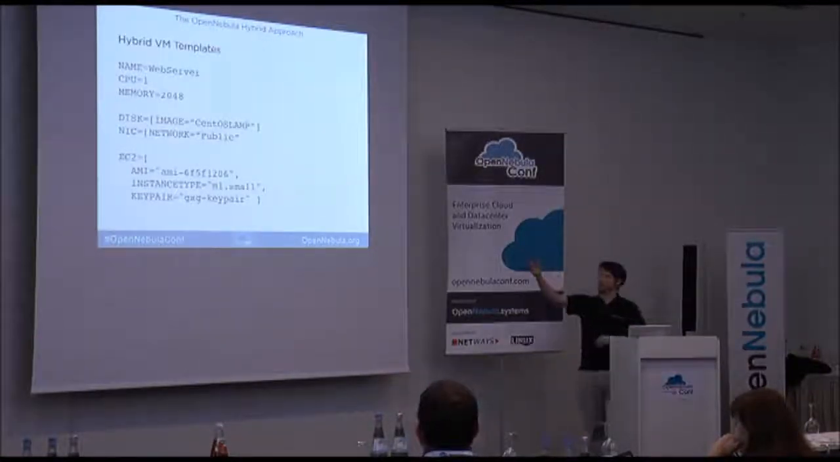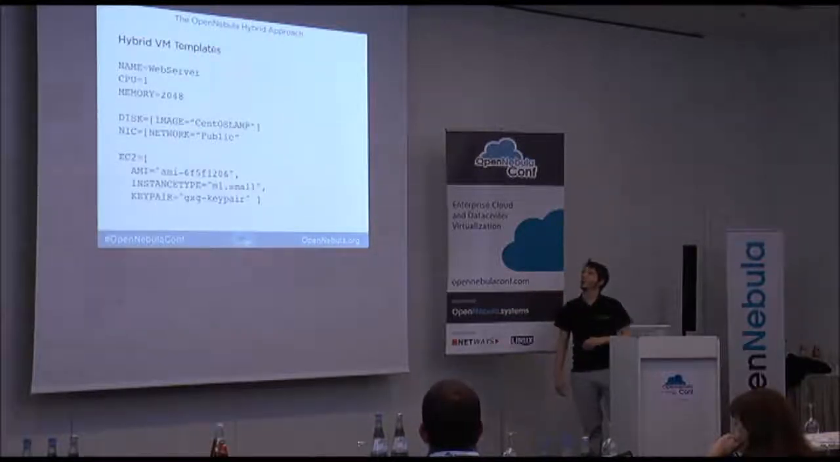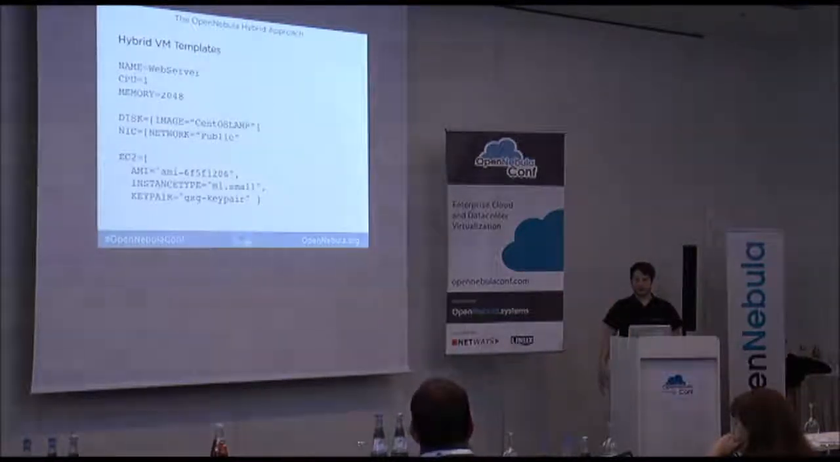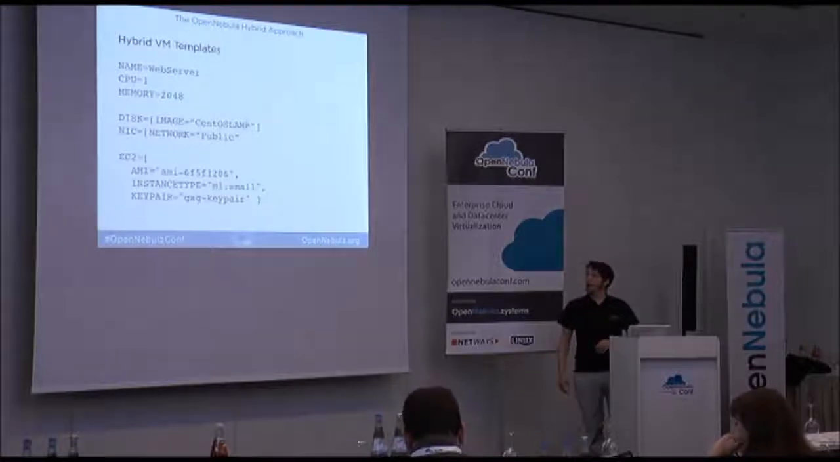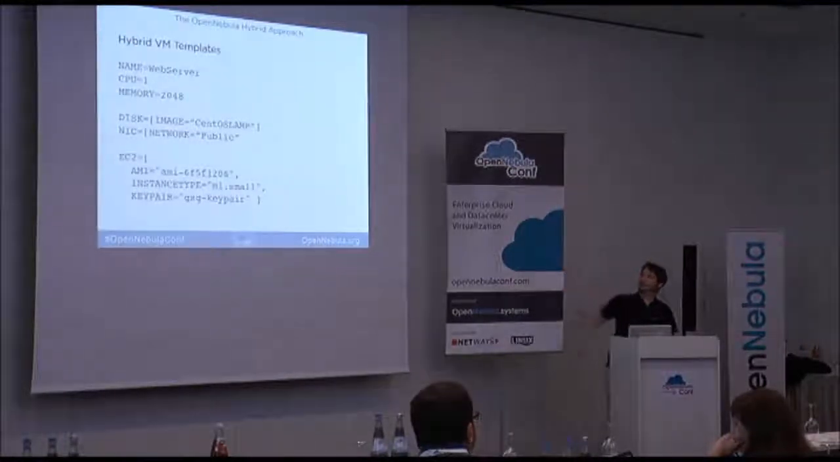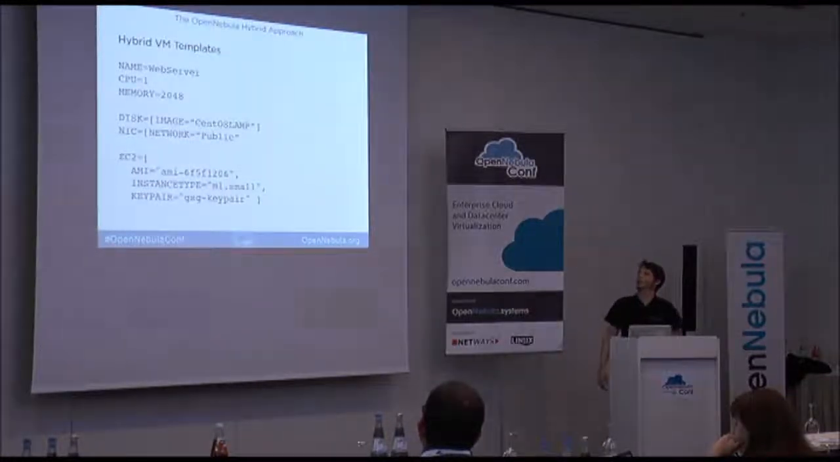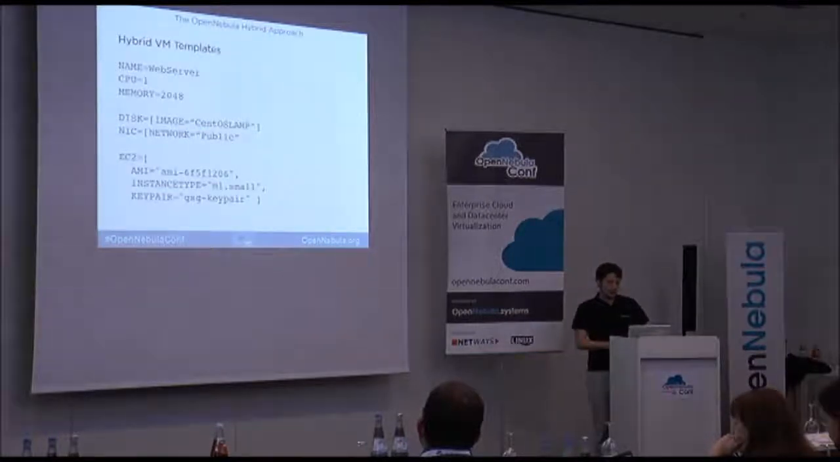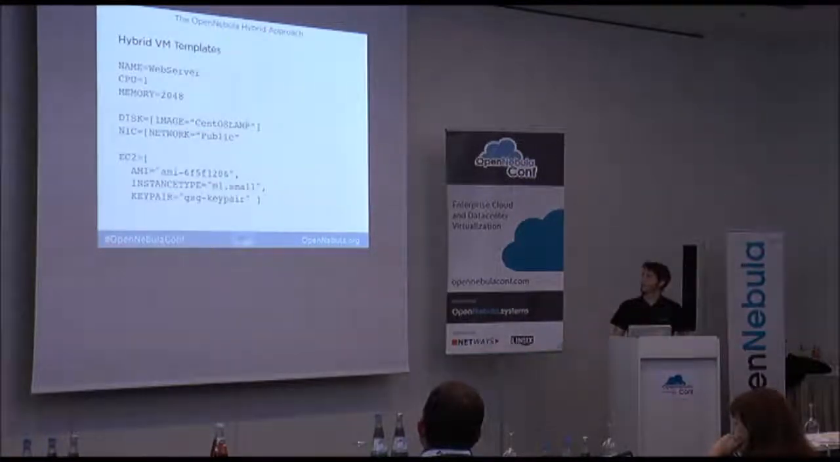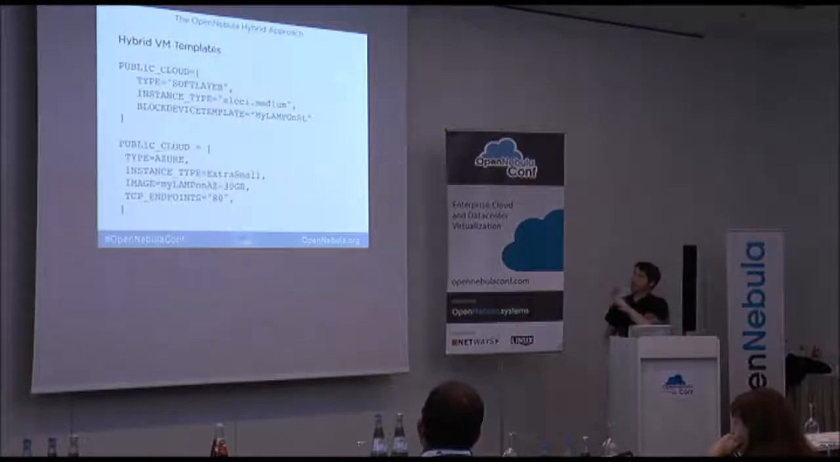This is a reduced section of EC2. You have a lot more parameters that you can control. You define the AMI, also the instance type, so how big this virtual machine is going to be, and, for instance, the SSH key pair to access the virtual machine afterwards. The same VM template can also have different sections, for instance, for SoftLayer.